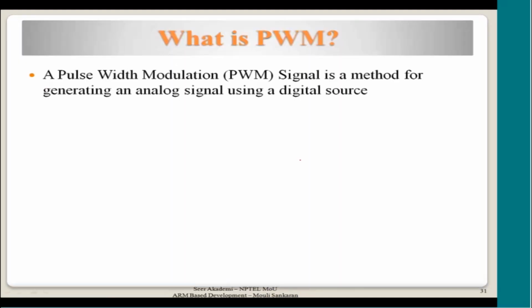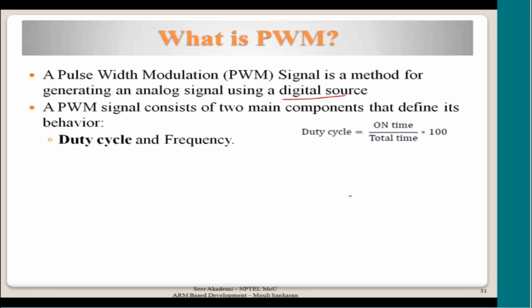Now, a small introduction to pulse width modulation. PWM is a method for generating an analog signal using a digital source. So we want to generate an analog signal using a digital source. How do we do that? A PWM signal considers two main components. A digital signal you can generate in so many ways.